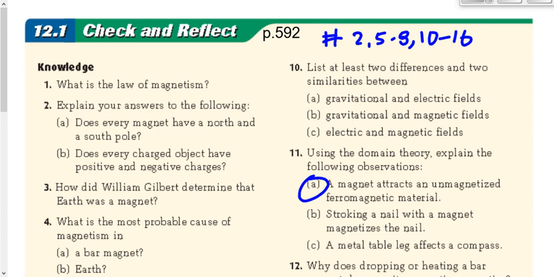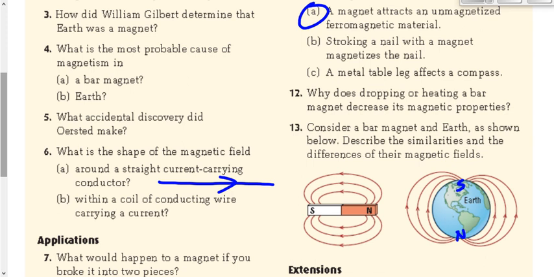Next question was number 12. Why does dropping or heating a bar magnet decrease the magnetic properties? I know some people have got this because there were some people asking me about this one yesterday, and I helped some people out with it. What do those two things have in common? When a bar magnet hits the ground or when a bar magnet is heated, what do they both have in common? Change in energy. You're adding energy to it, adding kinetic energy to it. When you add kinetic energy to these domains, what happens?